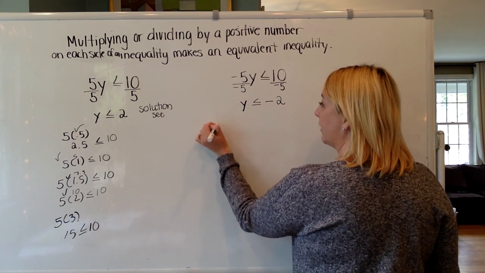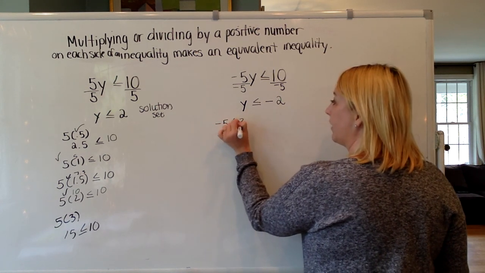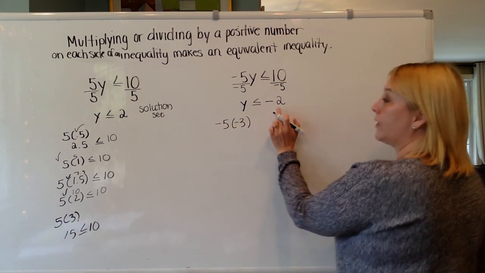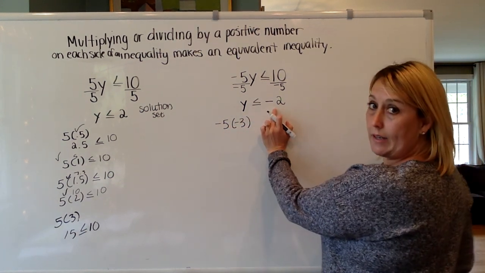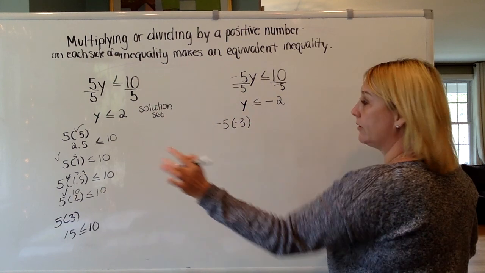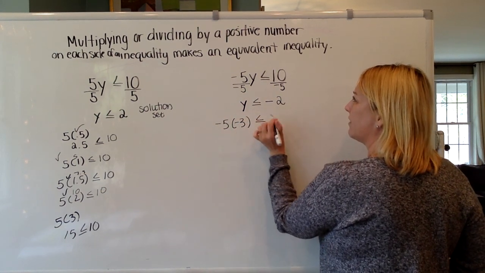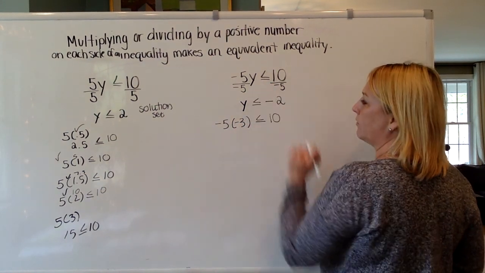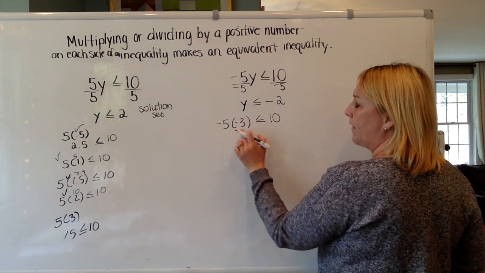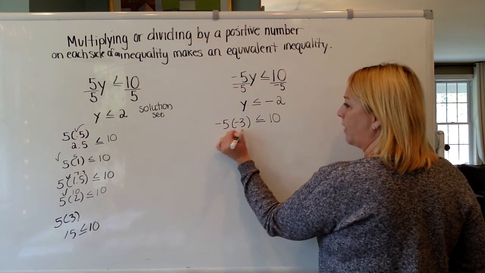So I am going to plug in negative 3, because negative 3 is less than negative 2, right? It's farther away from 0. So let's find out, is this true? If I go back to the original inequality, negative 5 times negative 3 is positive 15.